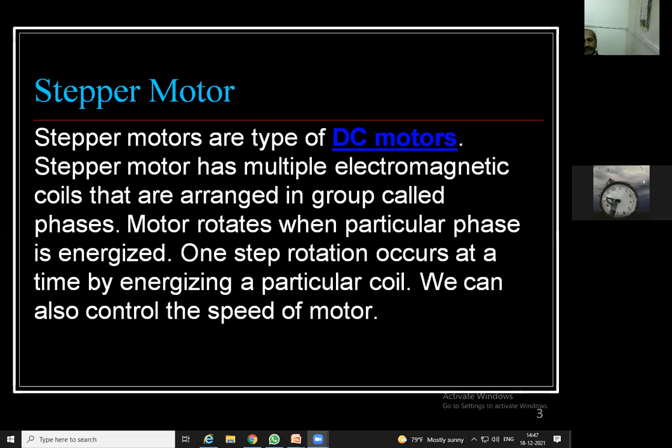Here I have added a little introduction: stepper motors are a type of DC motor. They have multiple electromagnetic coils arranged in groups. The motor rotates when a particular phase is energized, and one step of rotation occurs at a time by energizing a particular coil.